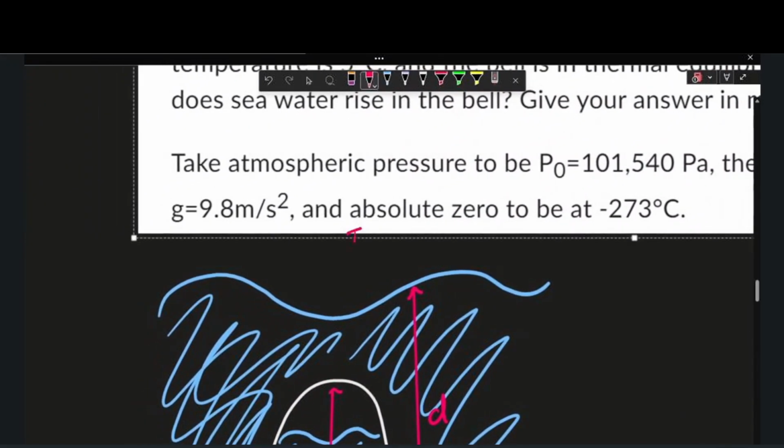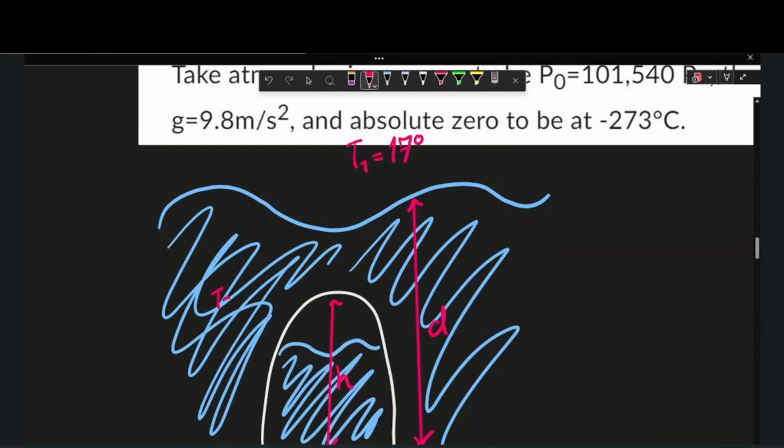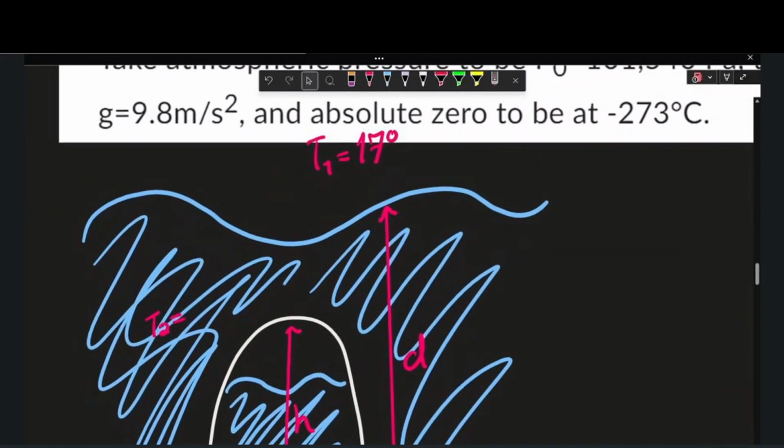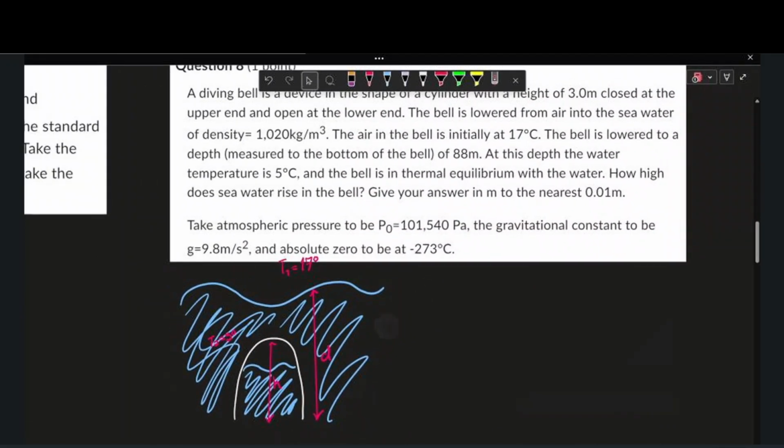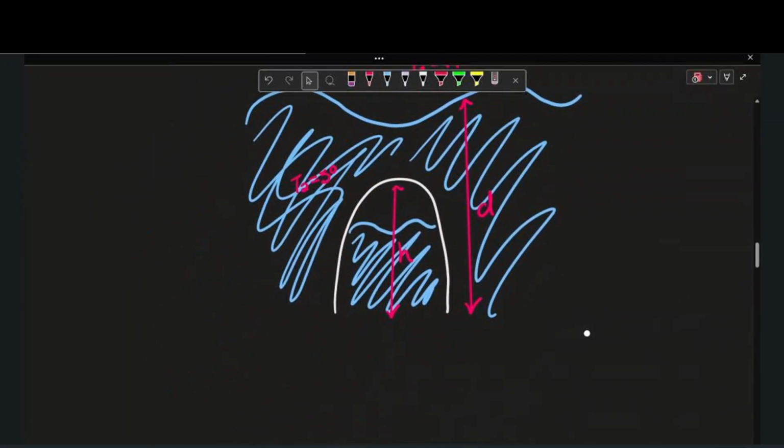The temperature initially, or outside of the water, is 17 degrees. Temperature in the water is 5 degrees. And it wants us to find the height to which the water rises. So we'll call this X.